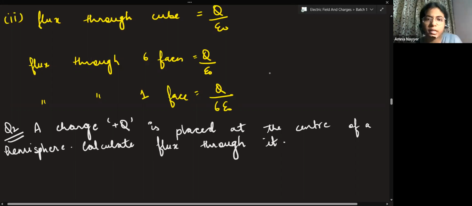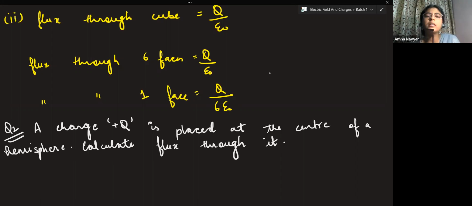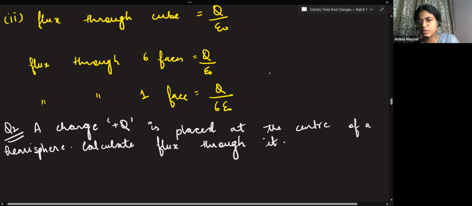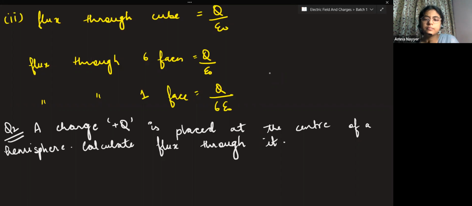So this is the second question. Do try it yourself. It is similar to the one that I have given through the cube. Now this shape has been changed. Instead of the cube, you have the hemisphere with you. So send me your answer. What will be the flux through the hemisphere? Your calculation should not take a lot of time because you are not involved with numerical values in this.